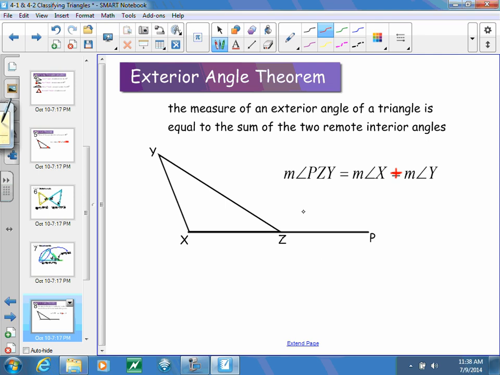Now, starting out with what is an exterior angle? An exterior angle is an angle that's supplementary to one of the angles of your triangle.